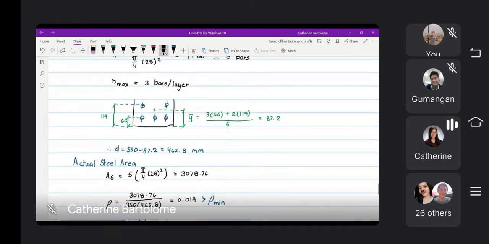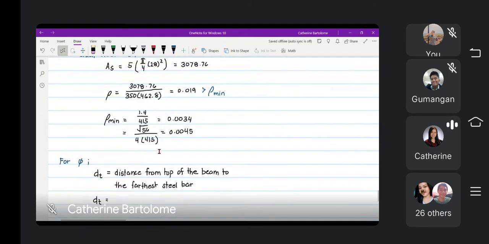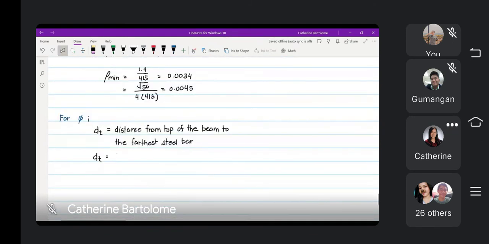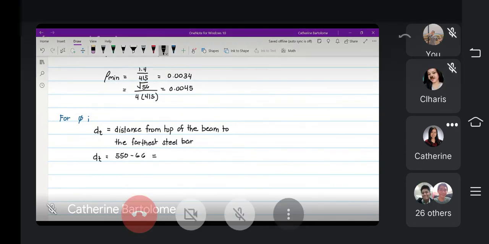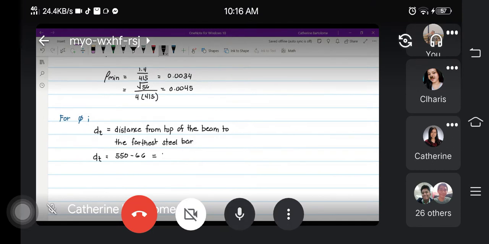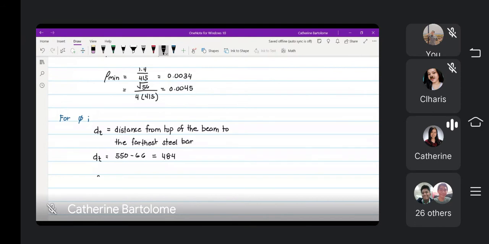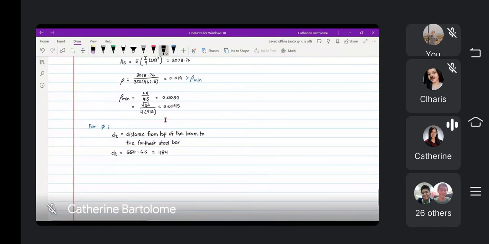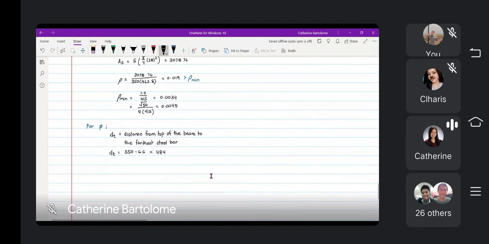Your dt is hanggang dito sa farthest. So, dito, 550 minus 66. Ilan? 484 po. 484, okay? So, c over dt, wala pa pala tayo c. Okay, before that, kunin muna natin yung a.